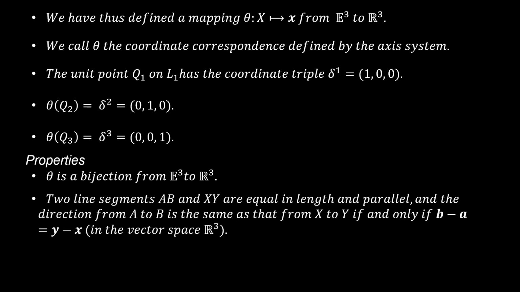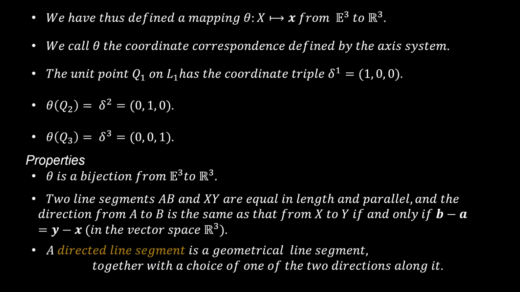Similarly, if we have two line segments AB and XY that are equal in length and parallel, and the direction from A to B is the same as the direction from X to Y, that happens if and only if in the vector space or in the coordinate triple space, vector B minus A equals vector Y minus X. That is in the vector space or in the coordinate triple space R3.